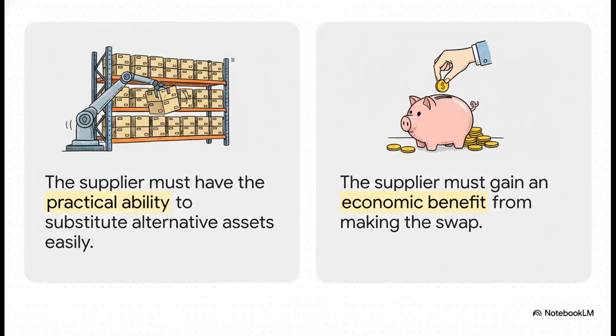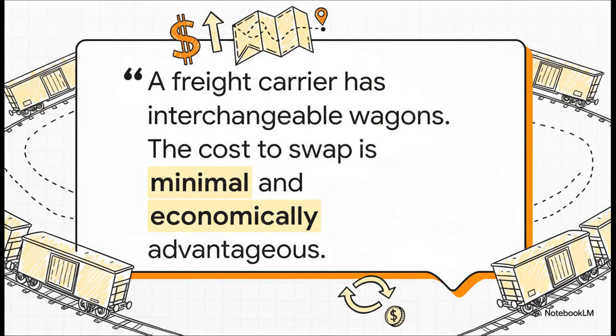For this right to be a real get-out-of-jail-free card for the lease, it has to be substantive, and that means it has to meet both of these conditions, no exceptions. First, the supplier has to have the practical ability to swap out the asset without a huge hassle. And second, they have to get a real economic benefit from actually doing it. It can't just be a right they have on paper that they'd never use. This example makes it crystal clear. A freight company has tons of identical rail wagons.